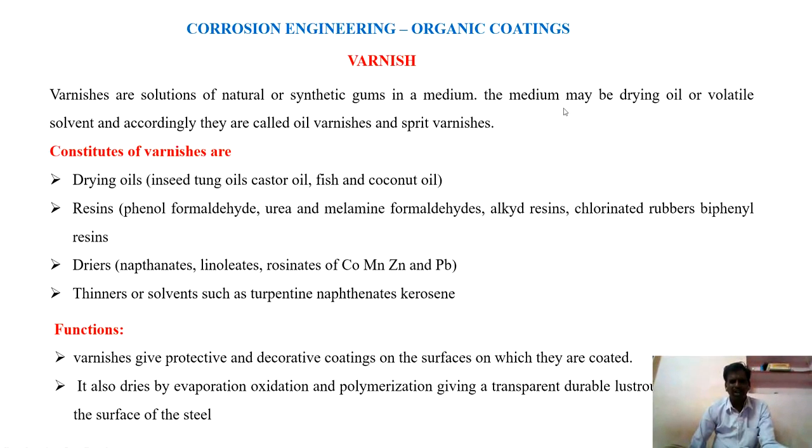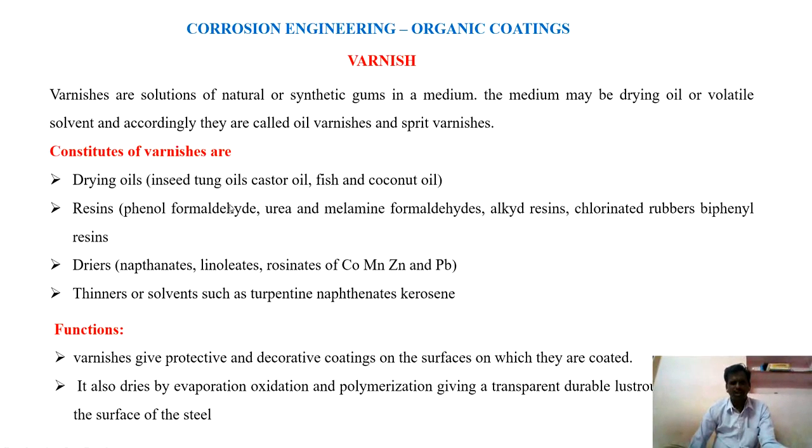That medium may be any oil. Already we discussed that. It may be a drying oil or a volatile solvent. We can use solvent also. Volatile solvent means chloroform or dichloromethane. They evaporate at room temperature. Those solvents are called volatile solvents. So here natural or synthetic gums are dissolved in a volatile solvent, and thereby we are painting this varnish on the surface of the film. After evaporation of that medium, we get an impermeable membrane. This is called a varnish.